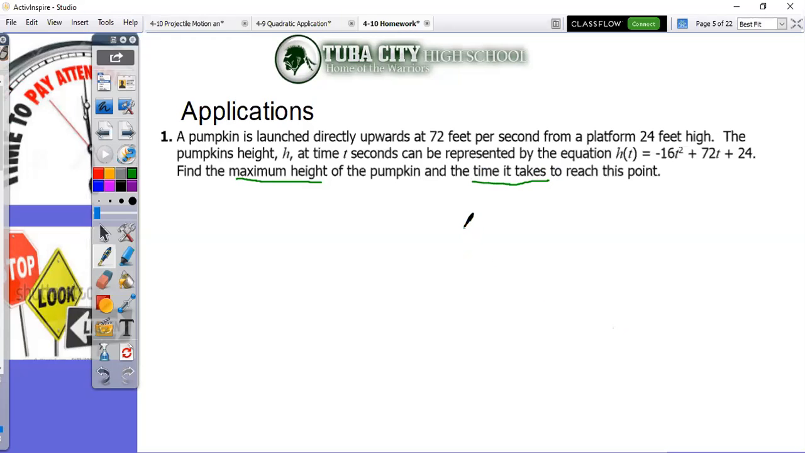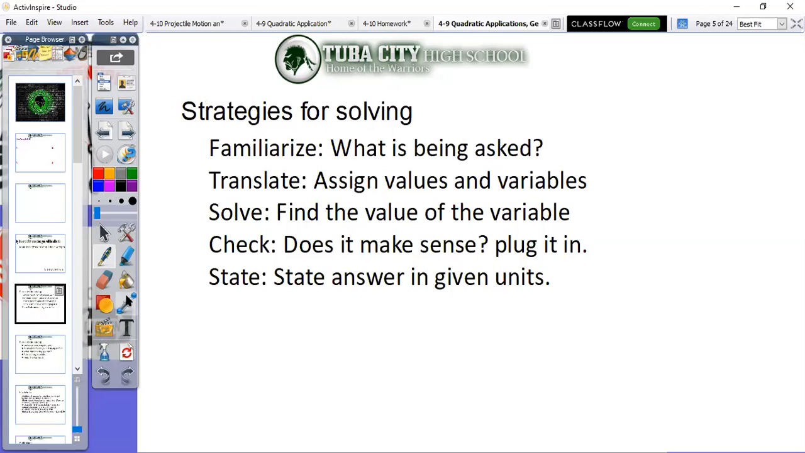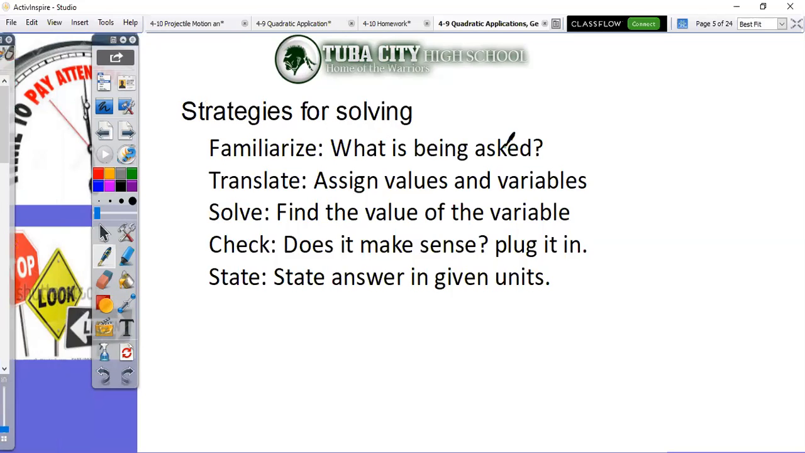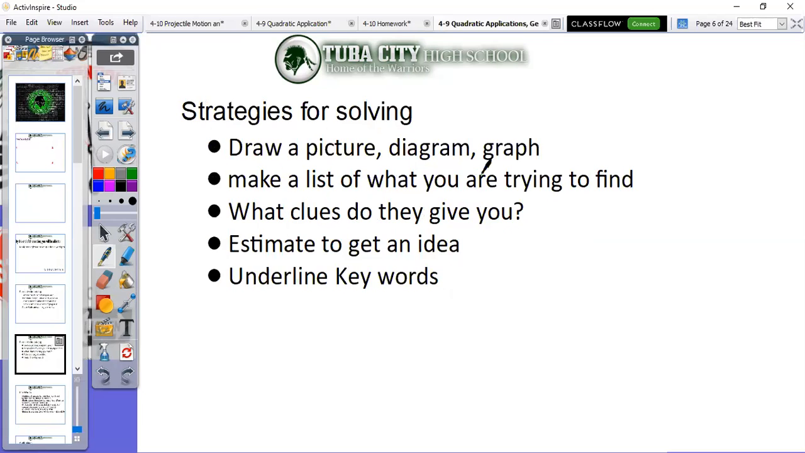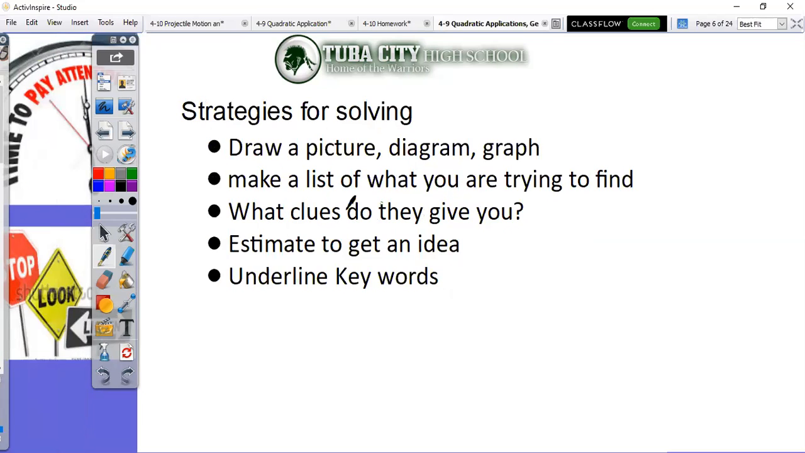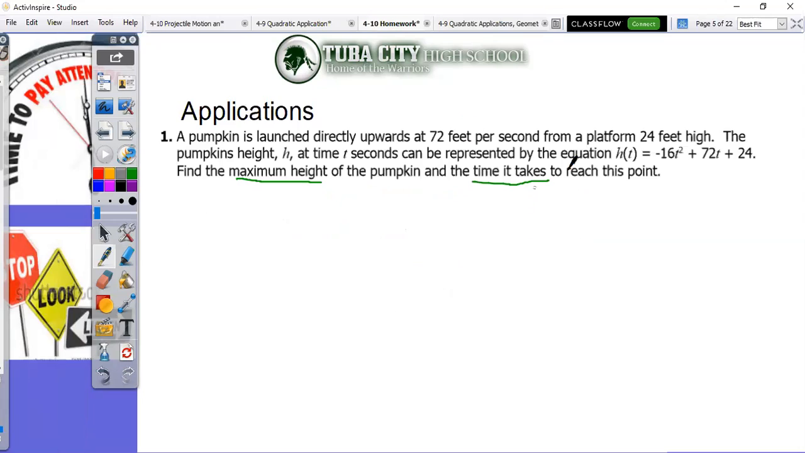So I'm going to go ahead and create a drawing, because remember that was one of the strategies we talked about. Let me review some of the strategies really quick. Remember, familiarize yourself with what is being asked, and one strategy you can use for that is to draw a picture. All right, so we did underline some clues. We know what we're looking for. We have a much better idea of what we're looking for. We're looking for these two things here.